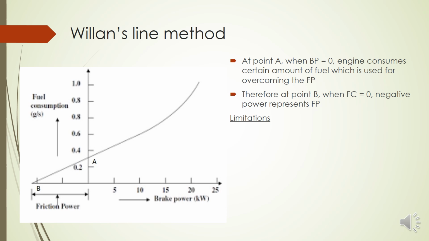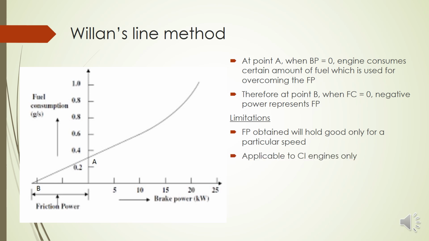What are the limitations? This is only a graphical method, so it has some limitations. First one is it holds only for a particular speed. So we are doing the experiment for a constant speed, so the friction power will be only for that speed.